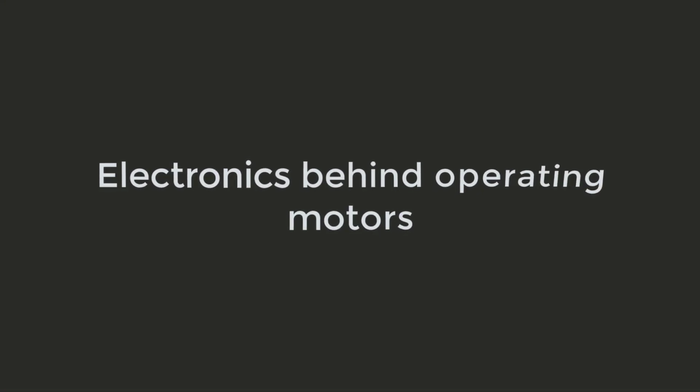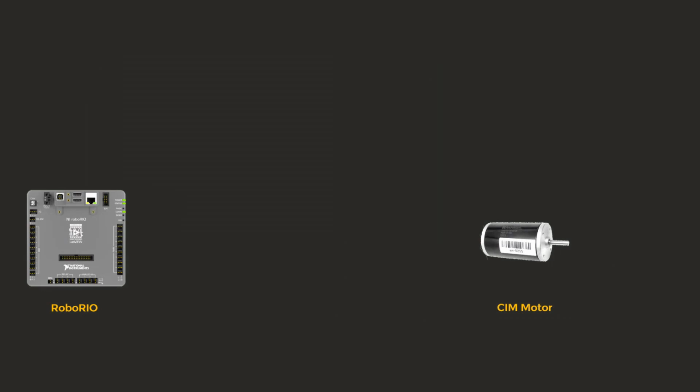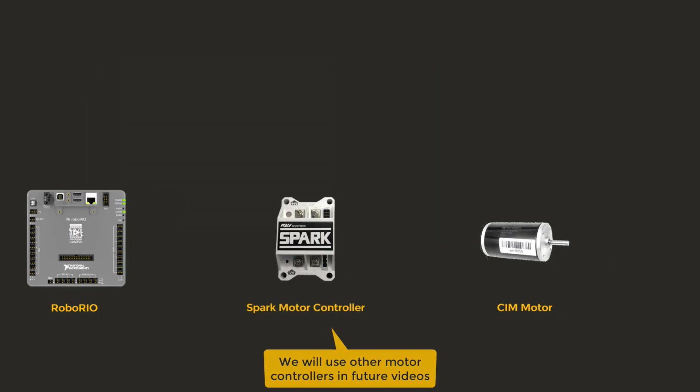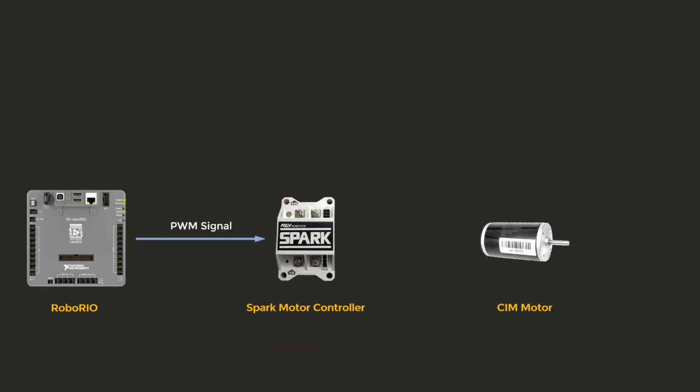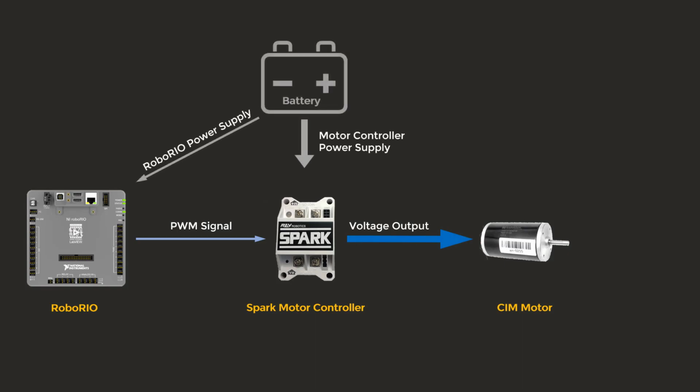But before we dive into the code, let's look at what exactly happens on the robot when we control a motor. For us to control a motor, we need to use something called a motor controller. From the code, we can send a PWM signal to the motor controller telling it how fast we want to spin our motor, and the motor controller will translate that signal into a voltage output to the motor.